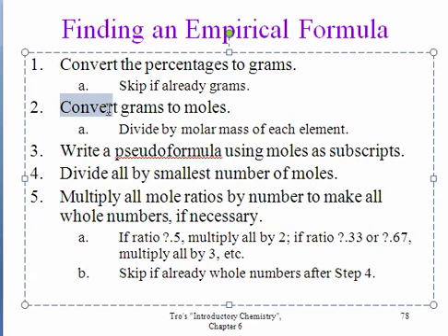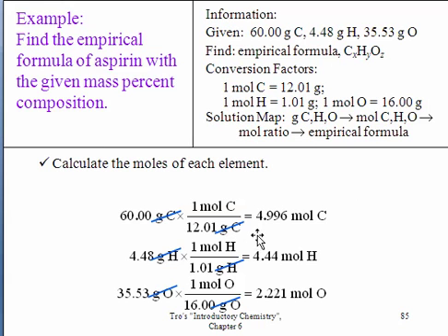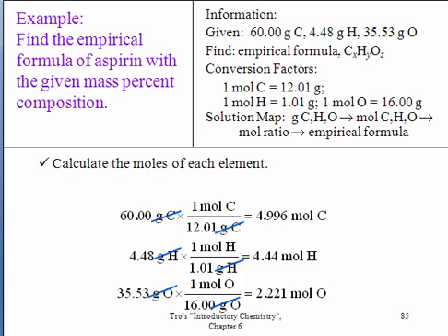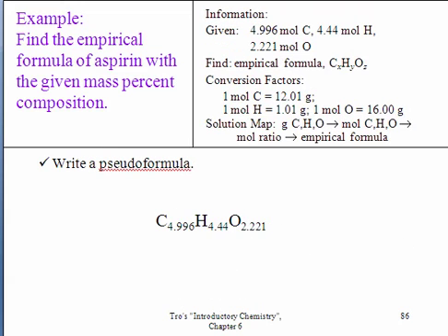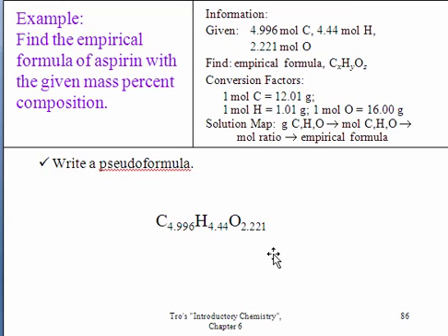So we just completed step 2, converting our grams to moles. Then we write our pseudo formula using the moles that we determined as our subscripts. So if I look previously, we got 4.996 moles of carbon, so that's my new subscript. 4.44 moles of hydrogen, my new subscript. 2.221 moles of oxygen, my new subscript.